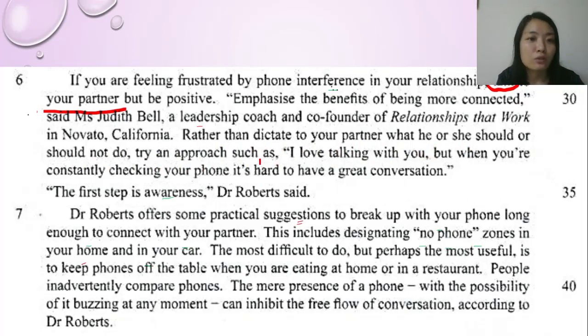Okay, this is how to talk to the partner. The first step is awareness. Dr. Roberts says something about being aware. Okay, all right, that's all. Now let's look at paragraph 7. Dr. Roberts offers some practical suggestions.